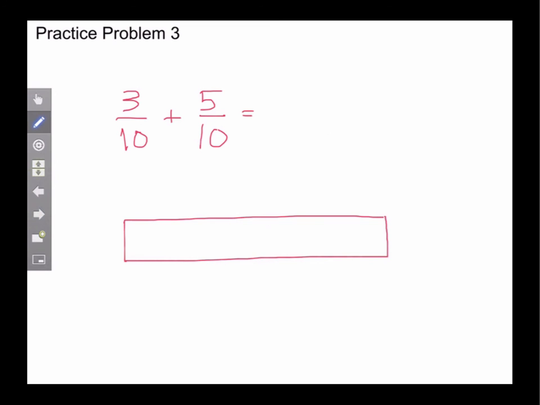Okay, so I hope you enjoyed the video. And once again, just to review, we answered the question together: what strategies can we use for adding and subtracting fractions?